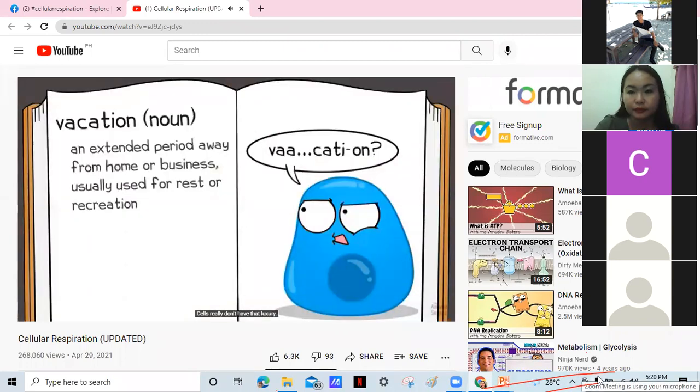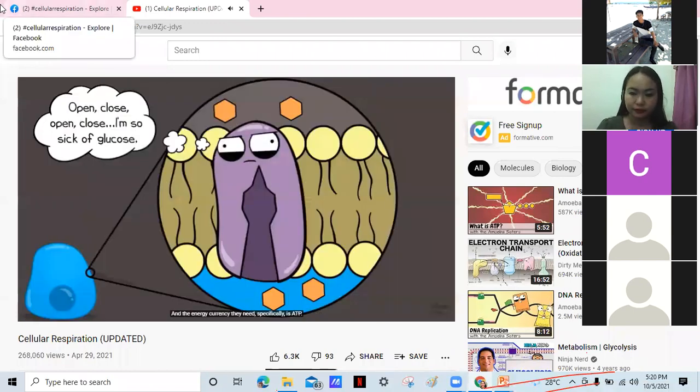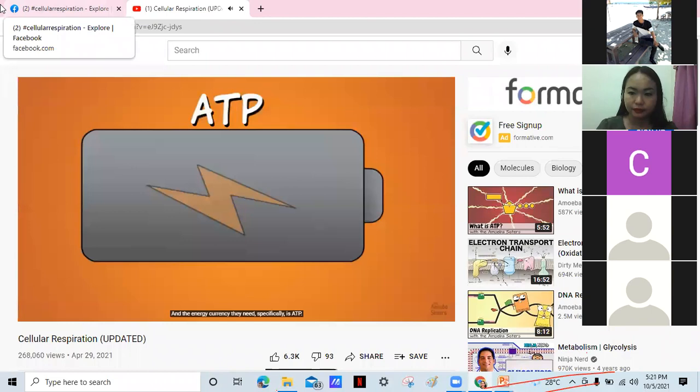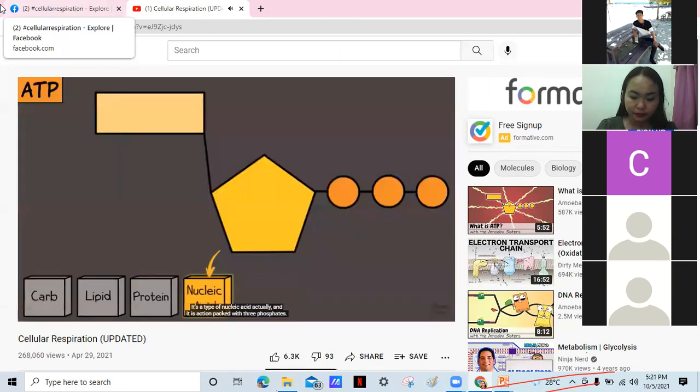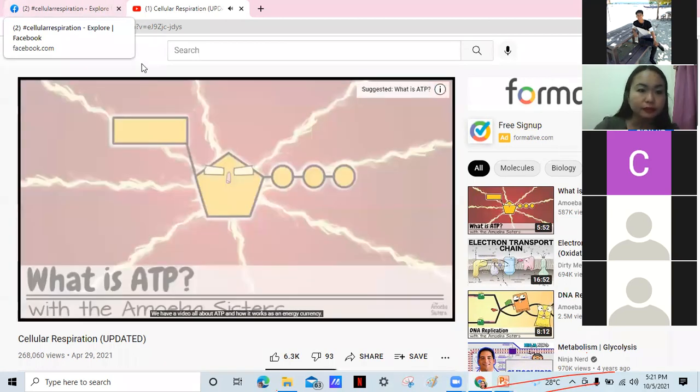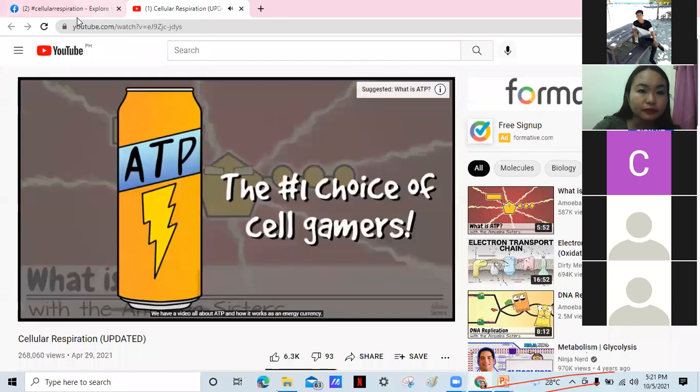Cells really don't have that luxury. They are busy performing cell processes all the time. Active transport of many substances needed for their survival, for example. And the energy currency they need, specifically, is ATP. ATP stands for adenosine triphosphate. It's a type of nucleic acid, actually, and it is action-packed with three phosphates. We have a video all about ATP and how it works as an energy currency.